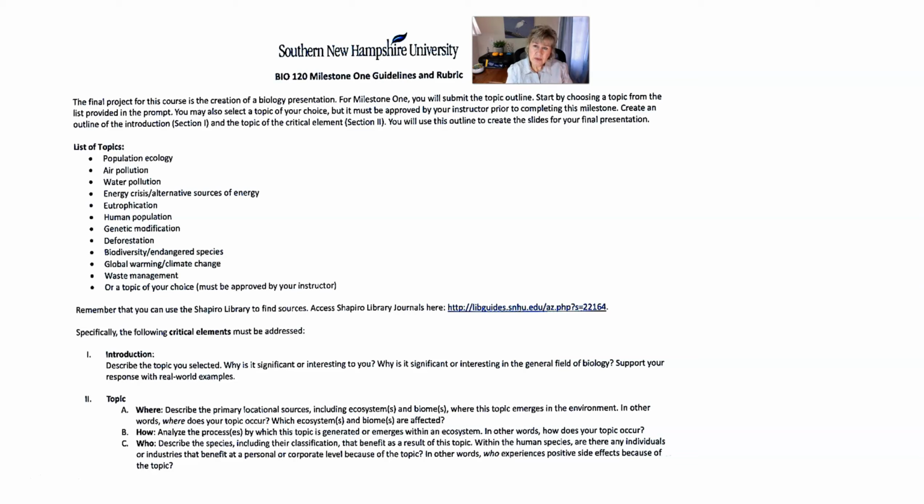What happens to the nutrients in the system? See, so you need to describe the process to me. And who? What are the species that are affected by this, and especially which ones benefit? So if you're talking about eutrophication, the algae that cause the algal blooms, they definitely benefit. Human beings benefit because we've been dumping fertilizer into the water, into the waterways that eventually get out to the ocean.